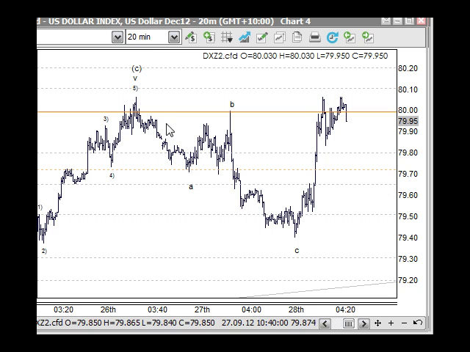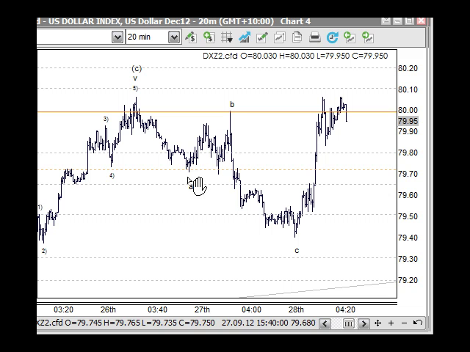But this is breaking it down on the 20-minute chart. What we were doing yesterday is looking at the reaction it had from here, and we were looking at this as being down for 1, back for 2, and a third wave coming down, and a fourth and a fifth. But obviously that never occurred.